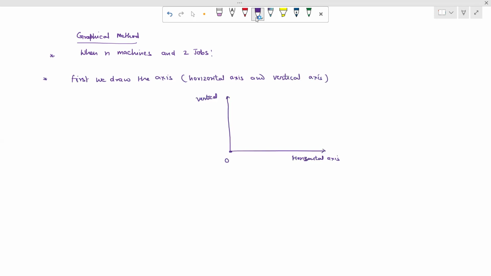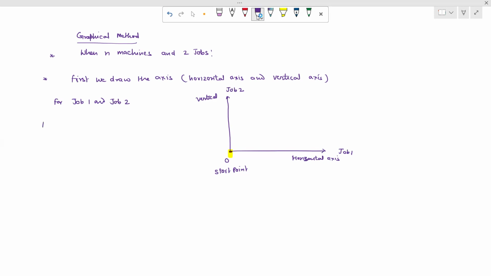The origin we denote as O. This is our start point. We start our jobs from this origin, that means from this point. This horizontal axis and vertical axis we draw for job 1 and job 2. So we have two jobs. This horizontal axis is denoted for job 1 and this one is denoted for job 2.